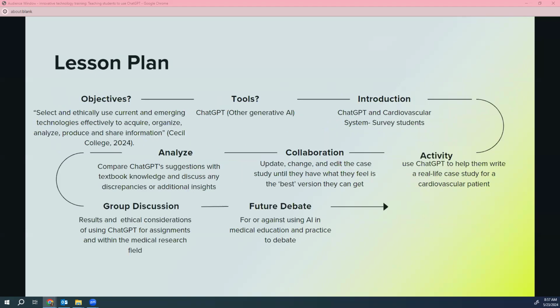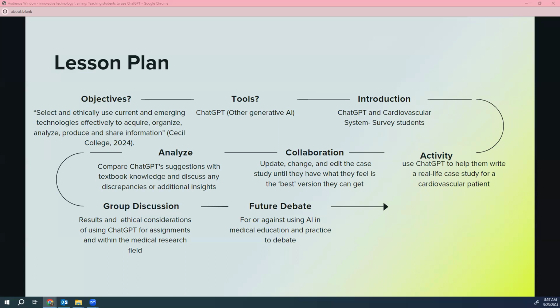When designing a lesson using ChatGPT or other generative AI tools, you should be sure that you're using the resources that are going to support that lesson goal. At Cecil College, where I teach, one of our general education requirements is to, quote, select and ethically use current and emerging technologies effectively to acquire, organize, analyze, produce, and share information, end quote.